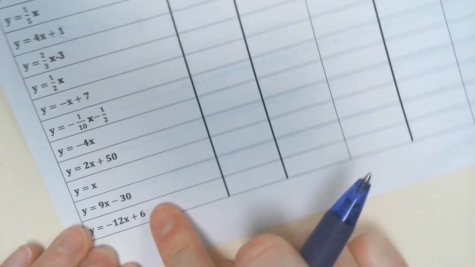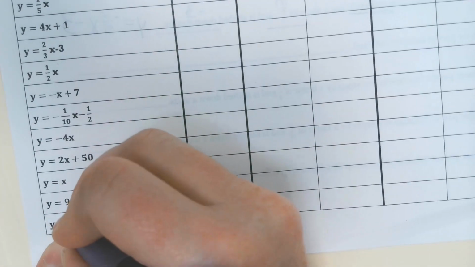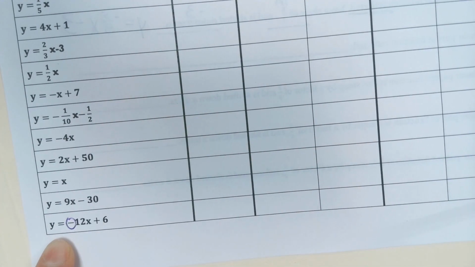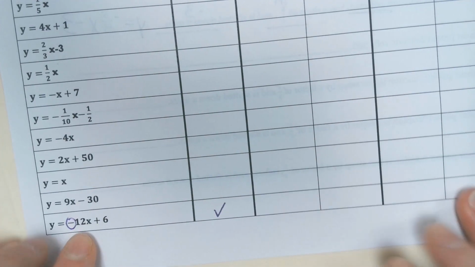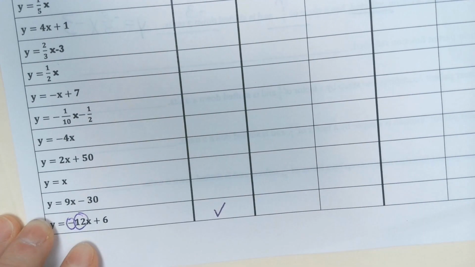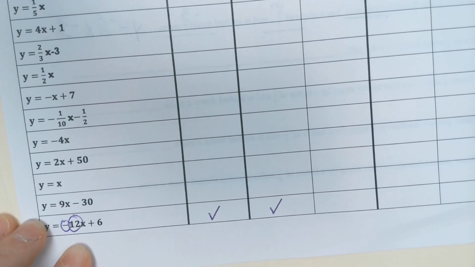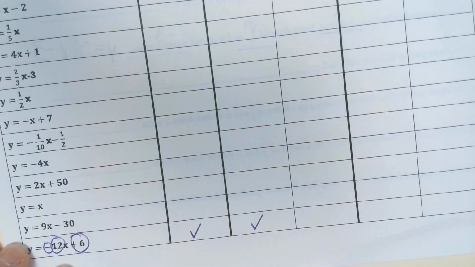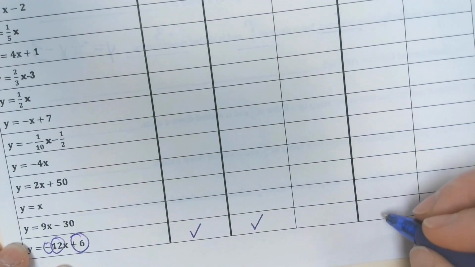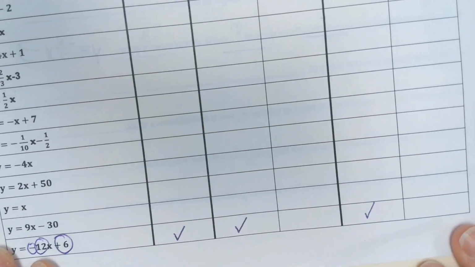What about the last one? Y'all look at the last one. The negative does a reflection. What does 12 do? More steep. And what does plus 6 do? Shift up. Okay, that's it.